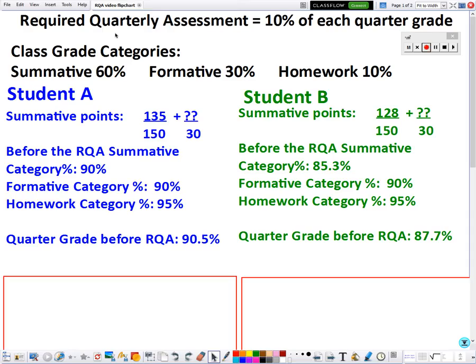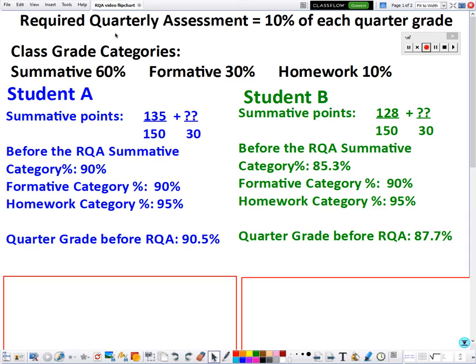One is a class that has three categories: a summative, a formative, and a homework. If these percents don't match your specific class, please refer to Edline to know what percent your summative grades are worth, your formative, and your homework. Notice there's no RQA category.